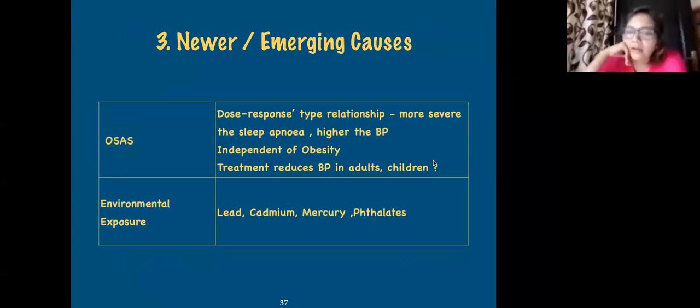So newer stuff has also come up into the list of secondary hypertension, which means environmental exposure to some chemical compounds like lead, cadmium, mercury, phthalates, etc. Phthalates you find everywhere in all of the things that you use daily. We don't know the direct relation, but there has been some speculation regarding that also.